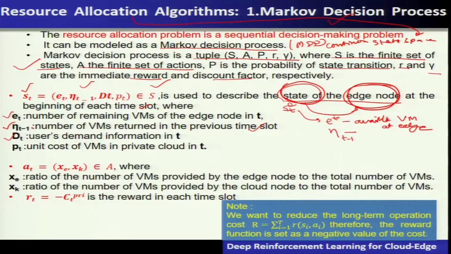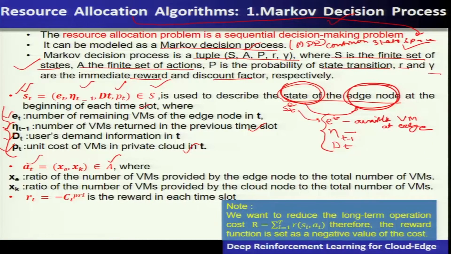D of t is the user's demand at time t, and P of t is the unit cost of virtual machines if it is being leased from the private cloud in time t. So all these 4 parameters will become part of the states in a finite set of states. So states we have defined or modeled. Now the second part is called the actions. So what is an action? An action is an element of the finite set of actions that we have considered in the Markov decision process.